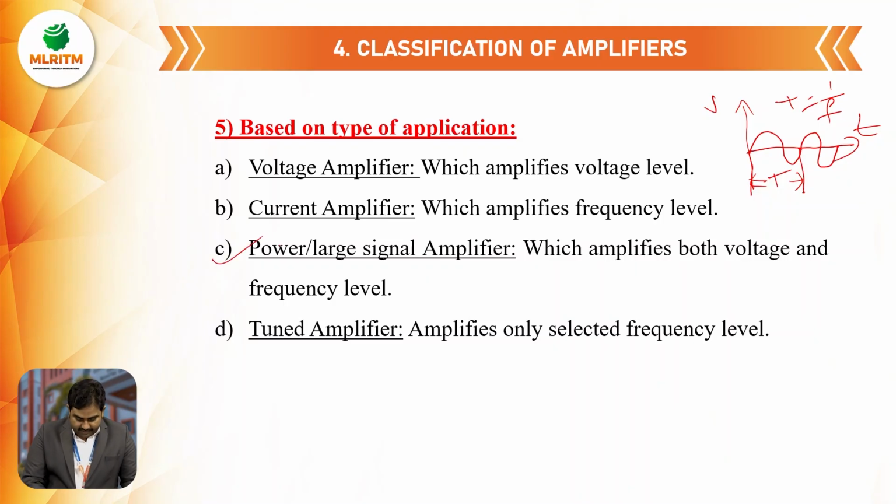And the third one is power amplifier or large signal amplifier, which amplifies both this voltage level as well as frequency level or time period level. Tuned amplifier means, first of all it selects a certain band of frequency and it will amplify only that frequency. That is called tuned amplifier. So these are the different classification of amplifiers.